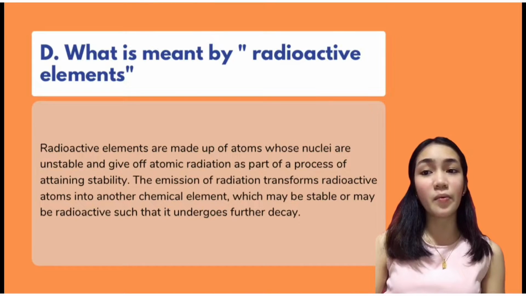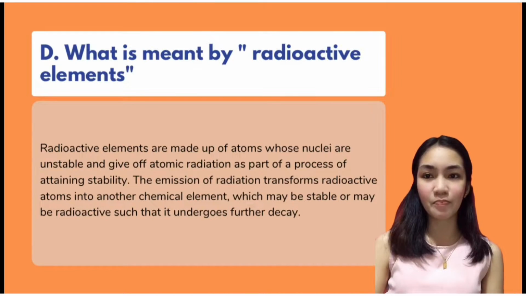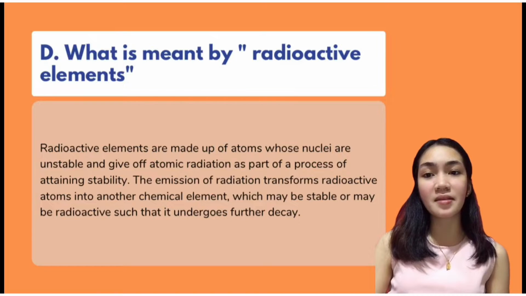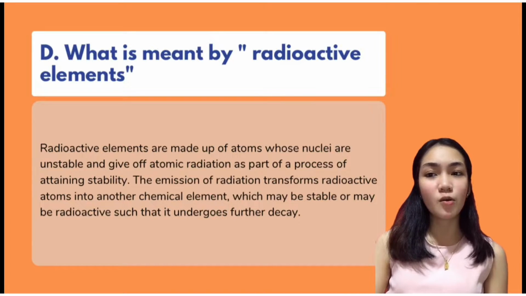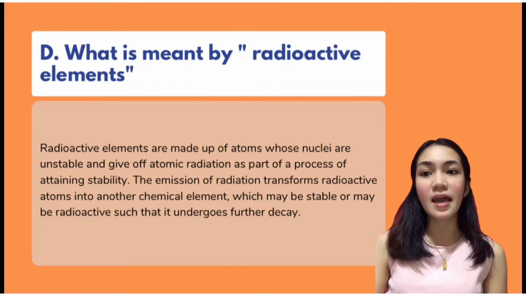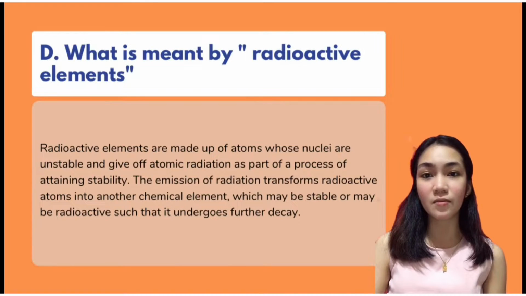What is meant by radioactive elements? Radioactive elements are made up of atoms whose nuclei are unstable and give off atomic radiation as part of a process of attaining stability. The emission of radiation transforms radioactive atoms into another chemical element which may be stable or may be radioactive such that it undergoes further decay.